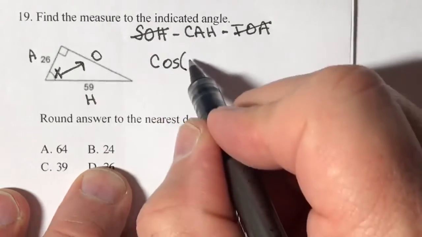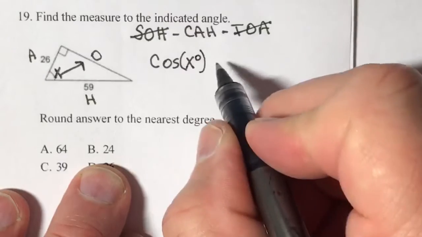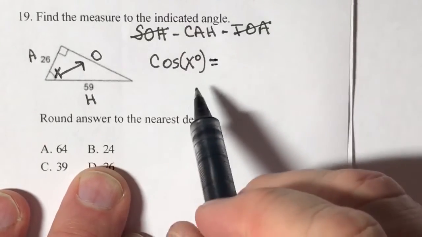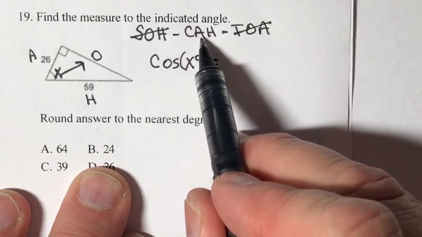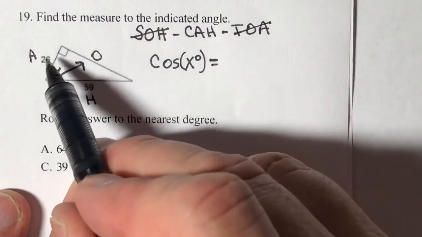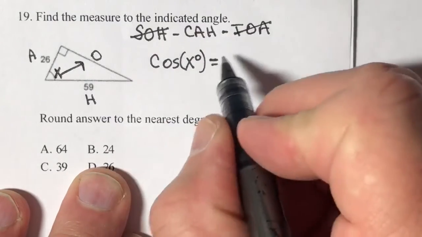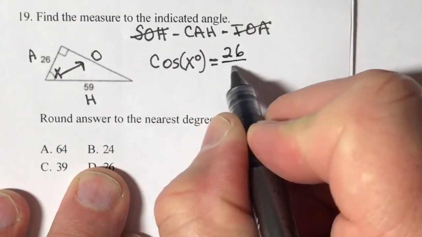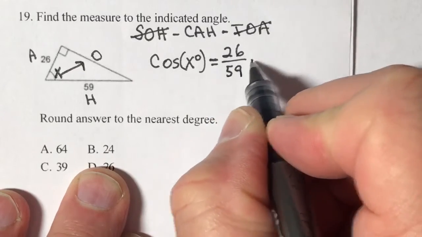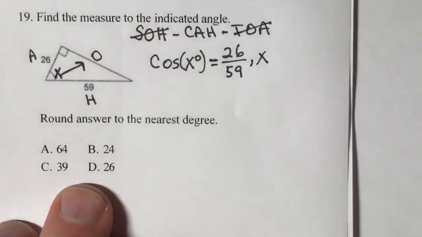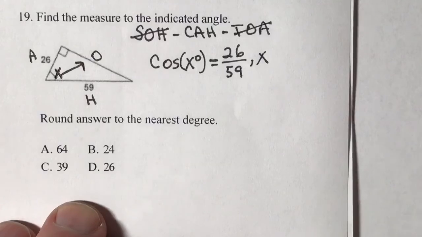So put X degrees is equal to A over H. So 26 over 59. Comma X. Put that in the calculator just like that.